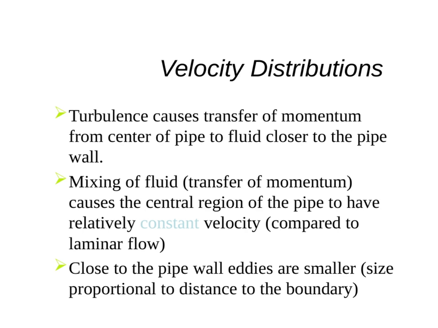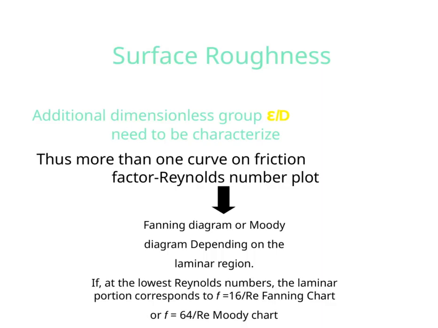in calm conditions. Now, we're introducing an additional dimensionless group, epsilon over D, that needs to be characterized. This means our friction factor versus Reynolds number plot will show more than one curve. Depending on whether we're in the laminar region, we might use a Fanning diagram or a Moody diagram. For the lowest Reynolds numbers, if the laminar flow corresponds to f equals 16 over Re, that's a Fanning chart. If it's f equals 64 over Re, that's a Moody chart.